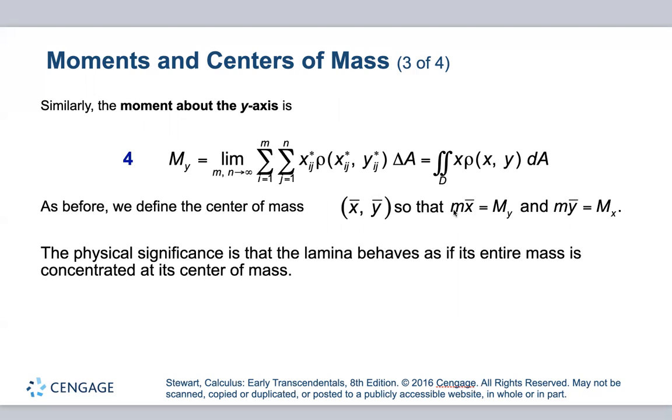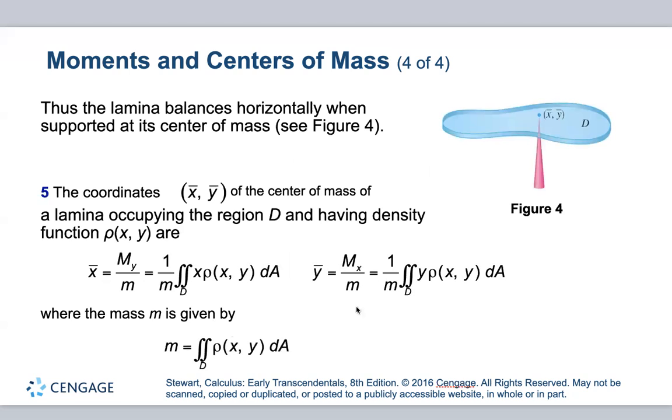Okay. And what's the center of mass? Well, it's the point where the mass times x bar gives you the moment about the y-axis, and the mass times y bar gives you the moment about the x-axis, just like it did in calculus 2. As I mentioned, the physical significance is that the lamina behaves as if its entire mass was concentrated at that one point, the center of mass. So here's a summary of all the formulas and a depiction of how, if you put a fulcrum at the center of mass, the lamina would balance.